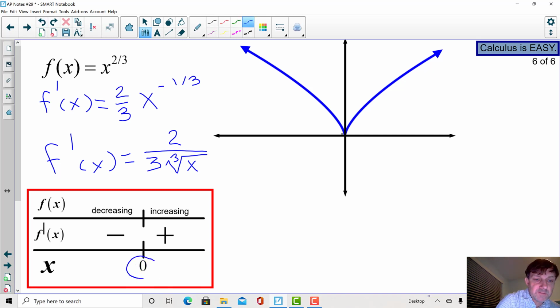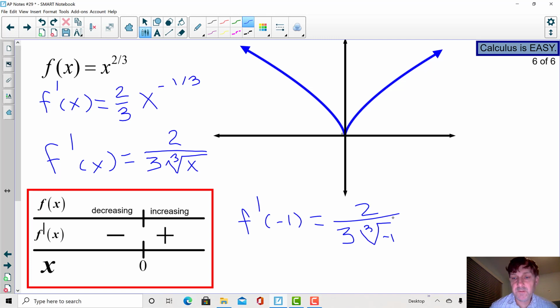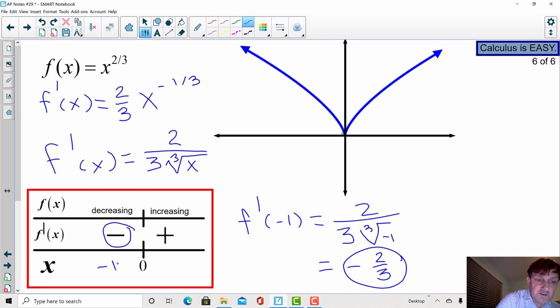Okay, I need to choose a number that's less than 0. So I can choose -1. And if I plug it into my derivative, I would get 2 divided by 3 times the third root of -1. Now the third root of -1 is just going to be -1. So I get -2/3, but what's important is that it's negative. So the derivative is negative when x is -1. Now let's plug in a number over here, like +1. When I plug in +1, I get +2/3, which is positive.